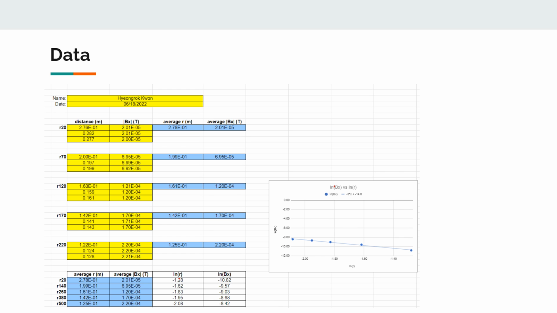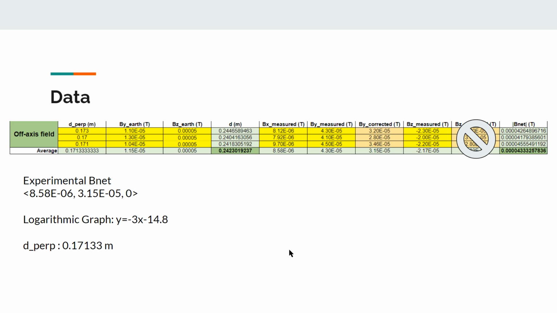This is my data for the on-axis one. You can see the logarithmic graph and the equation of the distance by the distance. And this is the off-axis data. In this data, I determined the experimental magnetic field vector at 45 degrees off axis here, and how far away from the magnet the distance is.